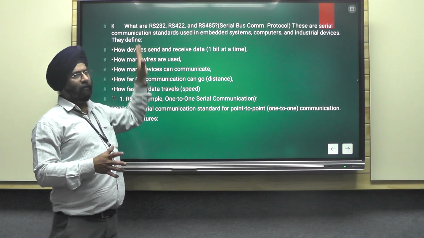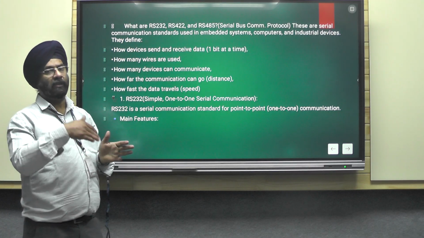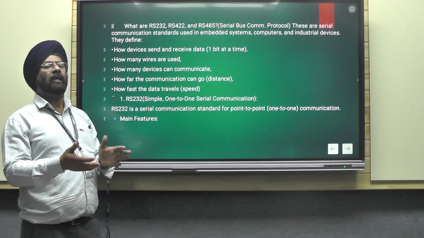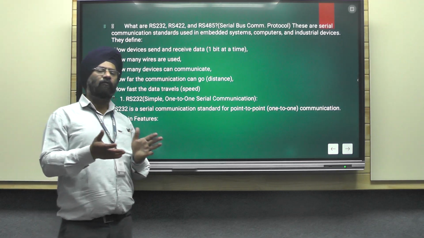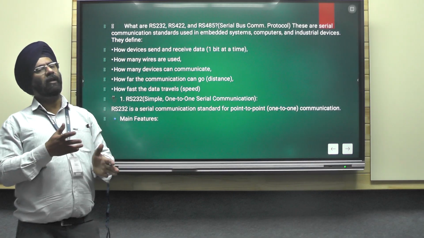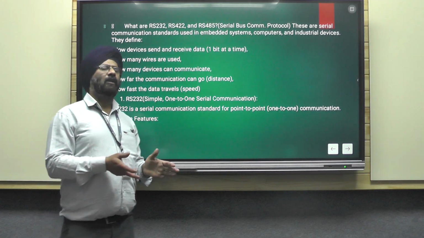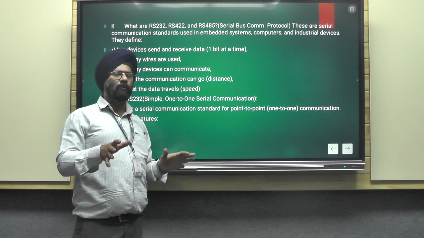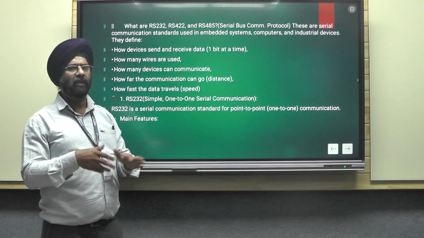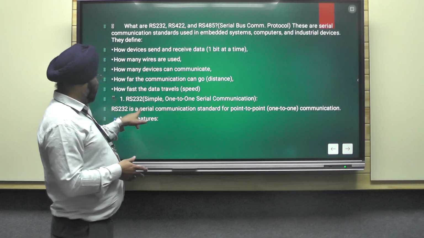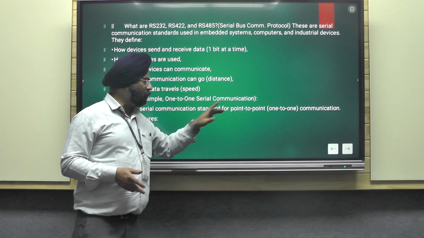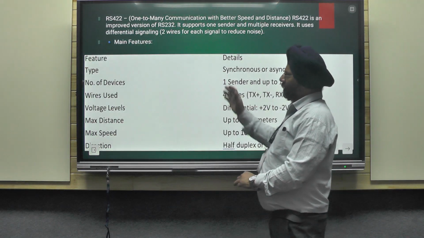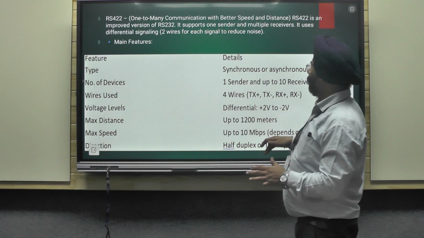In the first standard, in brief, there is one transmitter and one receiver, and the distance is very short, approximately 15 meters, and the speed is up to 1 Mbps. So distance wise and speed wise, this is the recommended standard, and it is useful for the smallest distances in the microcontroller. RS232 is a serial communication standard for point to point, one-to-one communication. So this is the first recommended standard, and we are going to study the detail here.